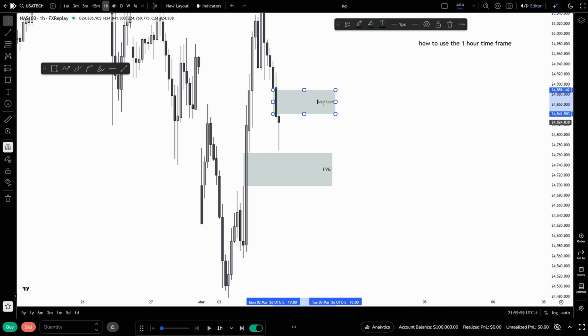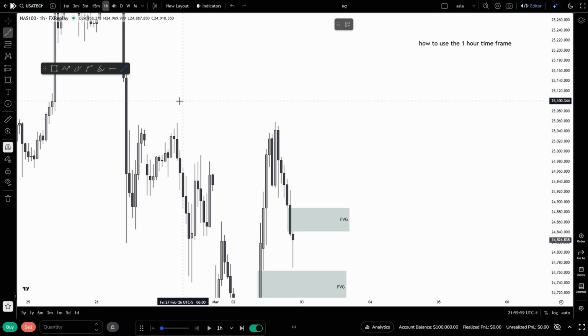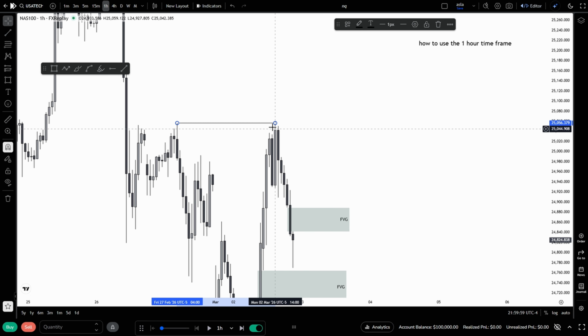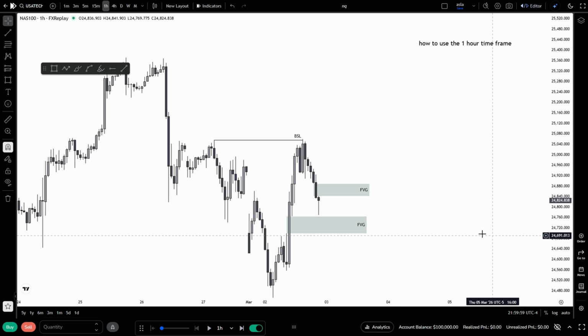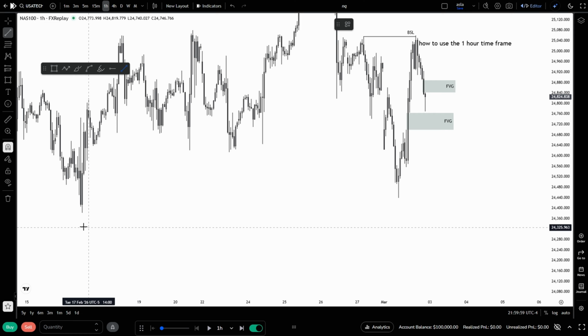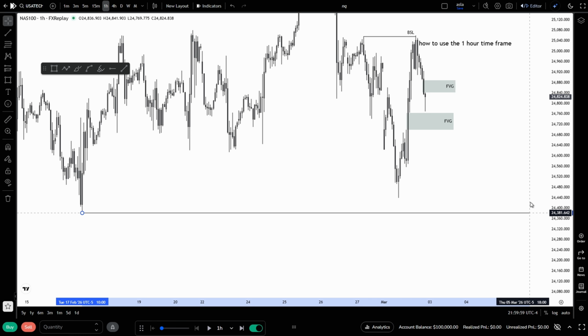Now there's more context here. You can see that highs have already been swept, which already gives a bearish tone for the day, and at the same time we have equal lows resting below price, which becomes our draw on liquidity. So now I have a clear idea. Bias is bearish, draw is lower, and I have my 1-hour points of interest marked.